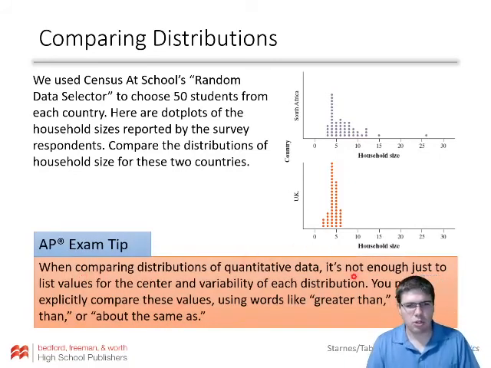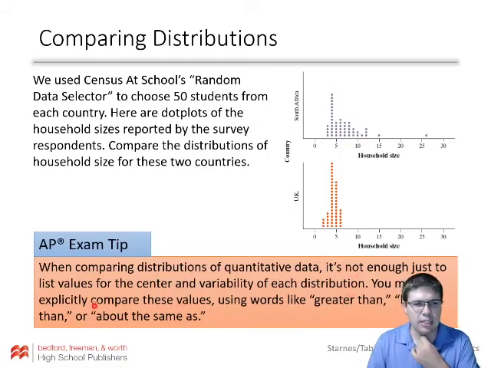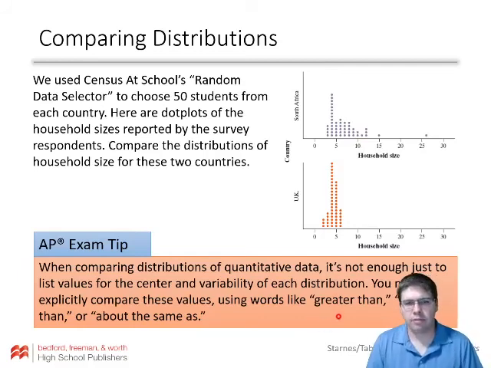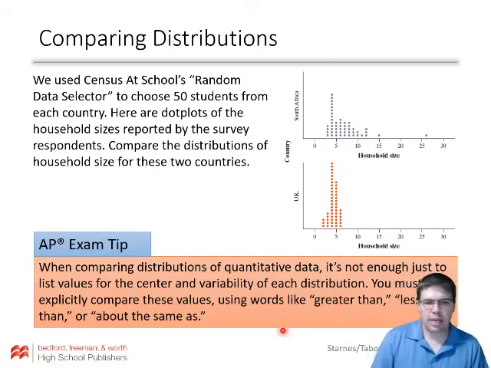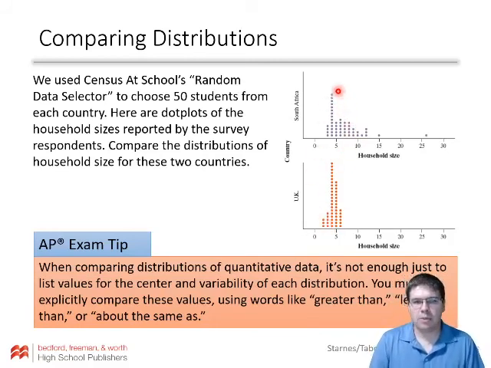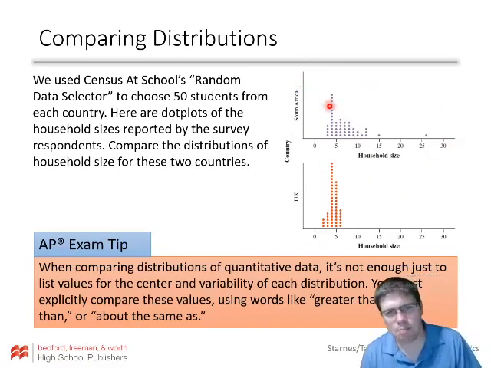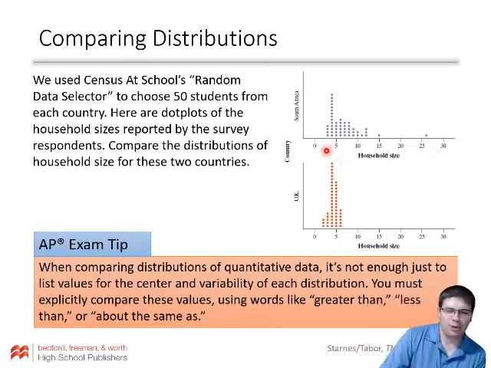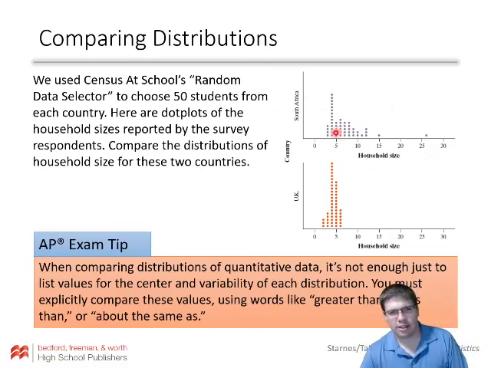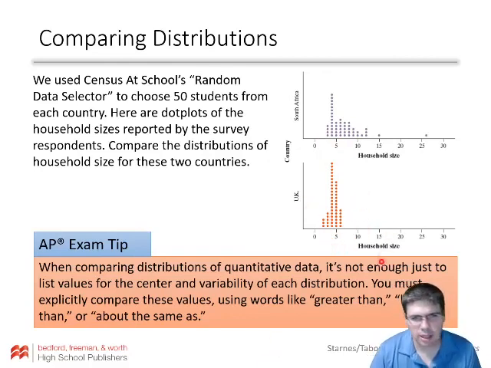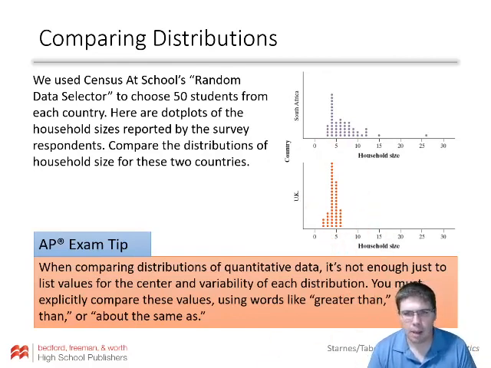When comparing distributions of quantitative data, it's not enough just to list the values of center and variability. You have to actually use comparative language, like greater than, less than, or about the same as. I don't know if you heard, I was trying to get those things in there. So the centers were about the same. The shape, you can just describe how they're different, but the spread is bigger. It seems obvious, but the AP test really wants you to include words like the spread is bigger, that it goes from 3 to 26 versus the one that goes from 2 to 6. So be careful about including those things.